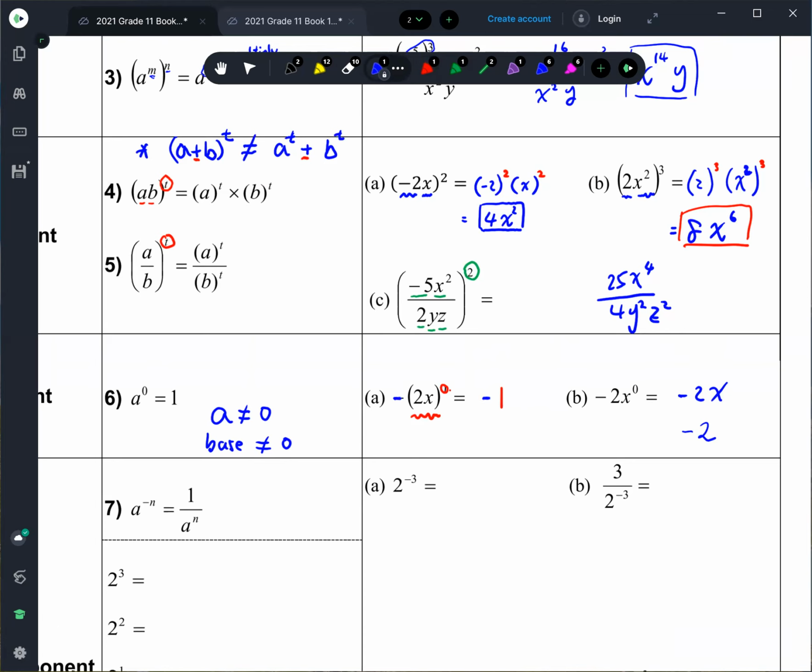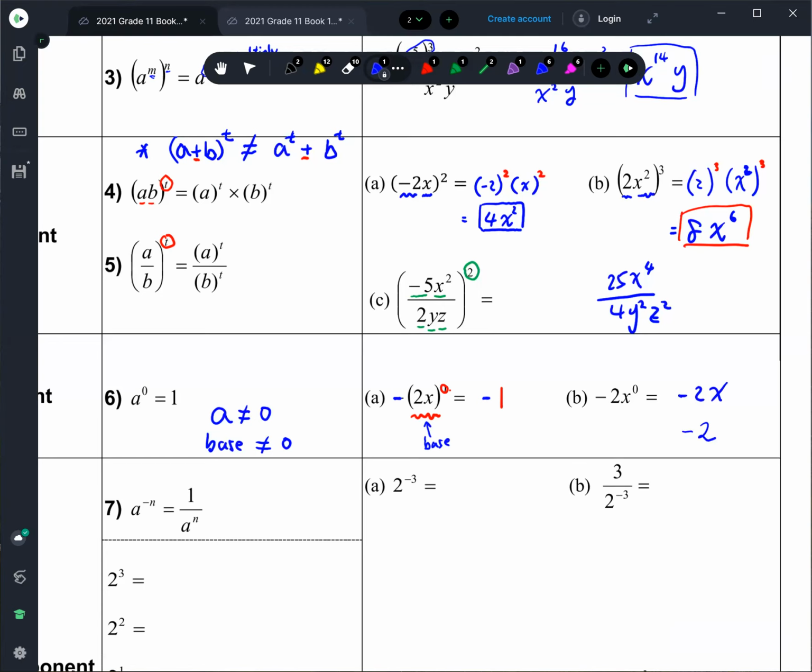Okay, so you need to identify where is the base for the exponent. Okay, this part is the base. The negative is not part of the base, so it never disappears.